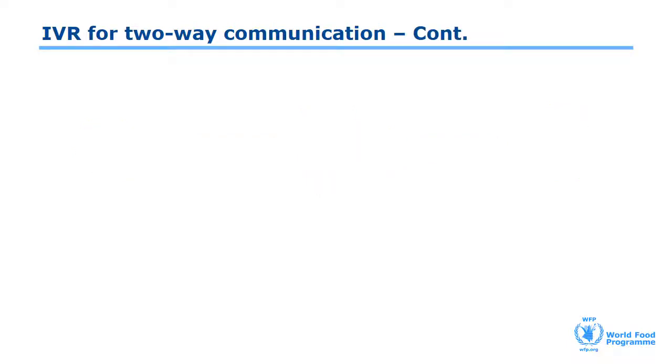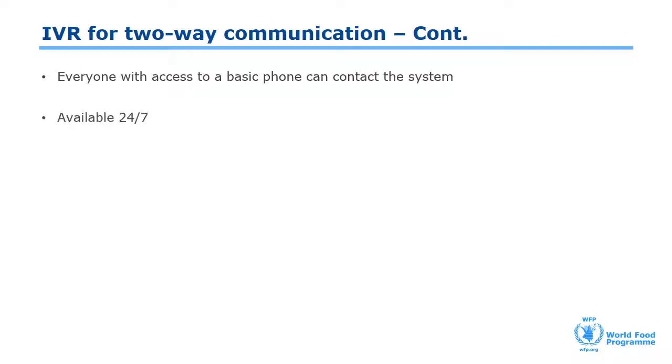Like CATI, anyone with access to a basic phone can contact the IVR two-way communication system. While literacy is not an issue, some sensitization might be needed if communities are not already familiar with IVR. One advantage that IVR has over CATI is that it's available 24/7 and, because it's automated, it's cheaper. However, it's also important to note that IVR still requires a lot of follow-up when it's used for two-way communication.